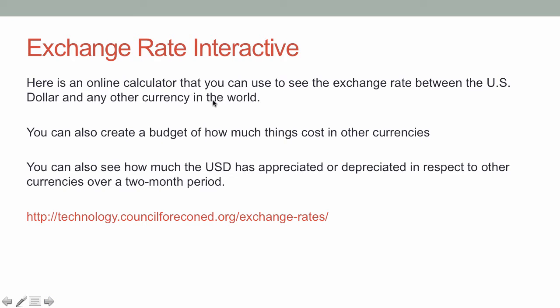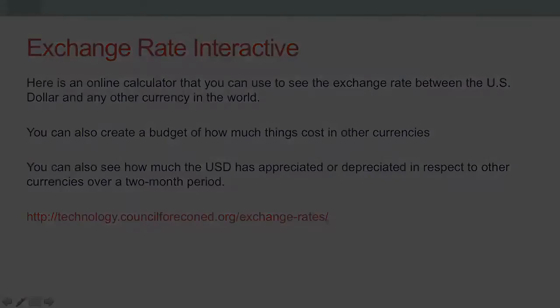Here's an online calculator that you can use if you want to see the exchange rate between the US dollar and any other currency in the world. You can also kind of create a budget and you can play around with, maybe you want to move to Spain for a year. You can get an idea of how much things will cost over there in terms of different country. You can also see how much appreciation or depreciation has happened.